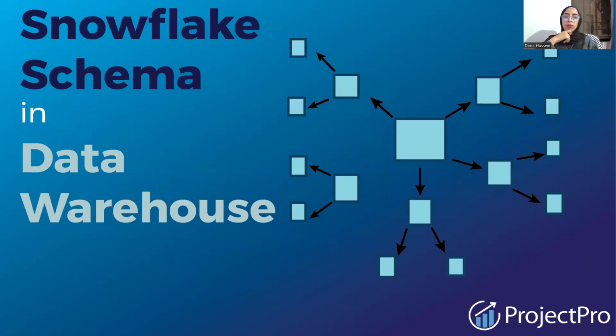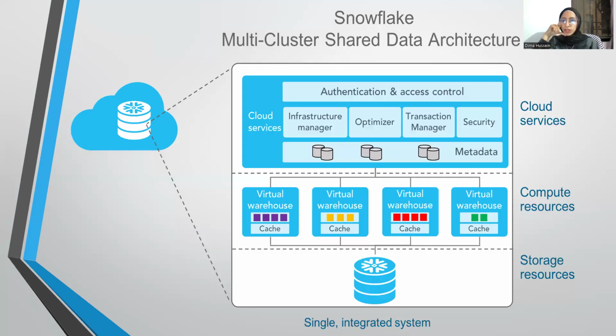And now for the snowflake schema, it looks like an actual snowflake. That's where it got its name, because the schema of the database looks like a snowflake. And now I'm going to be talking about the Snowflake multi-cluster shared data architecture, which basically has three layers, as you can see. The first layer is the cloud services, which can be Amazon or Google or anything that provides the Snowflake database.